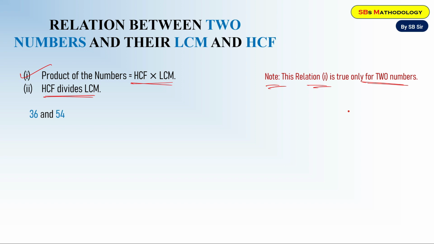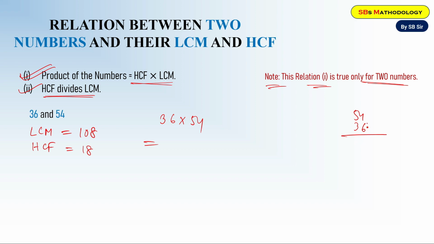So first let us understand how these two relations are true for our previously given example. Now, in the previous example, we have already got that LCM equals 108 and HCF is 18. For the first relation, we have to find the product of the numbers. So the numbers are 36 multiplied by 54. Now let us do the multiplication.